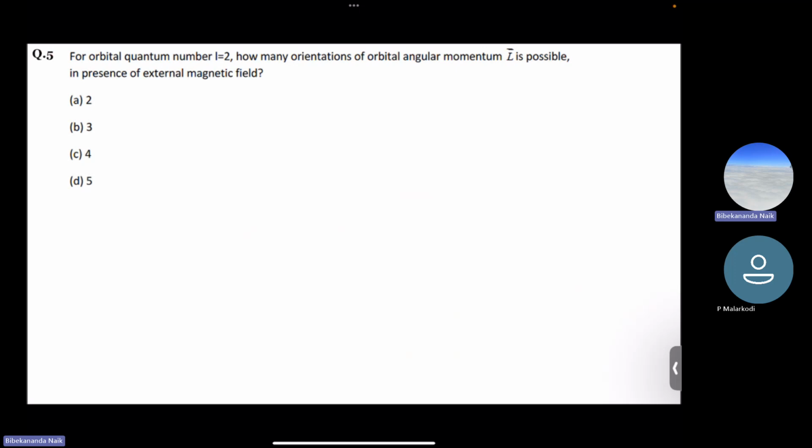The question says, for orbital quantum number L equals 2, how many orientations of orbital angular momentum L vector are possible in presence of external magnetic field? If you remember, this is the case of space quantization. So we know for L equals 2, possible values of ML will be plus minus 2, plus minus 1 and 0, that is minus 2, minus 1, 0, 1, 2.